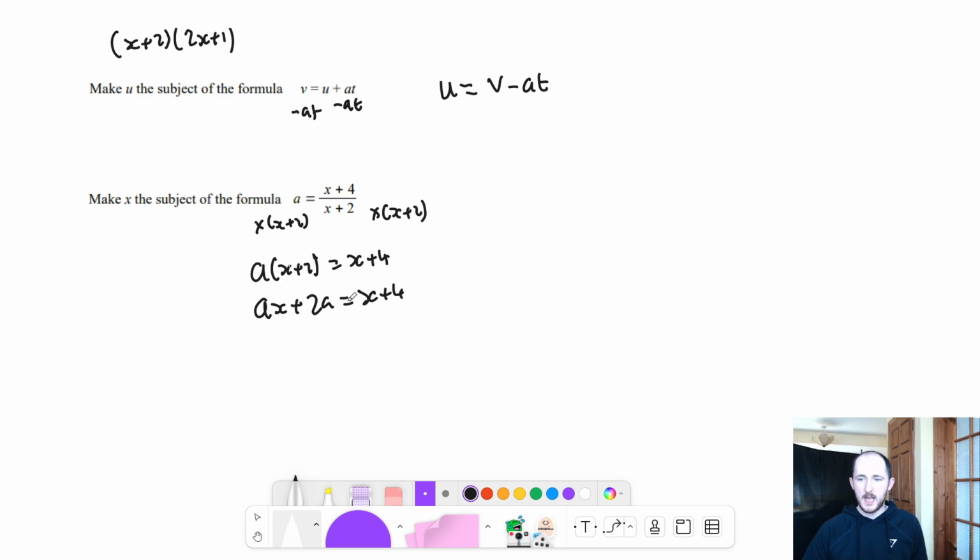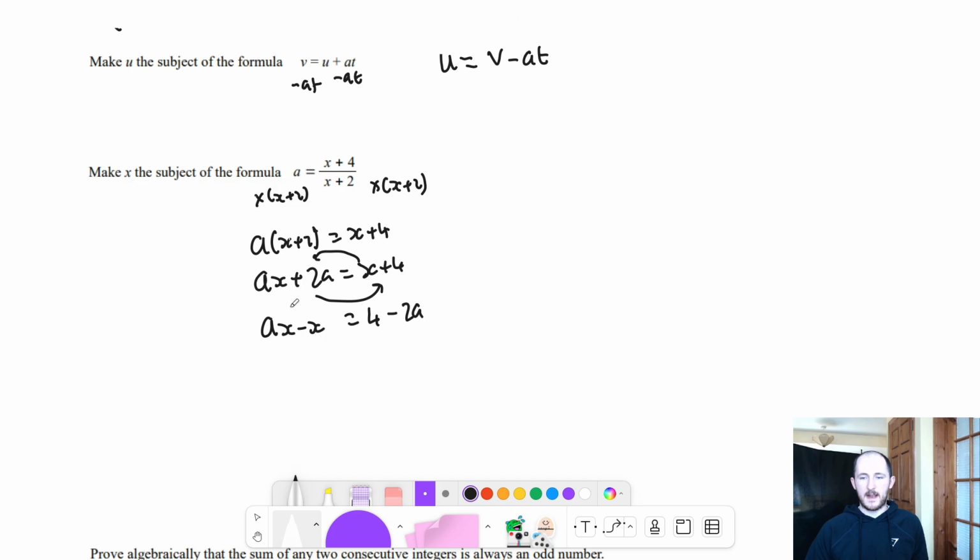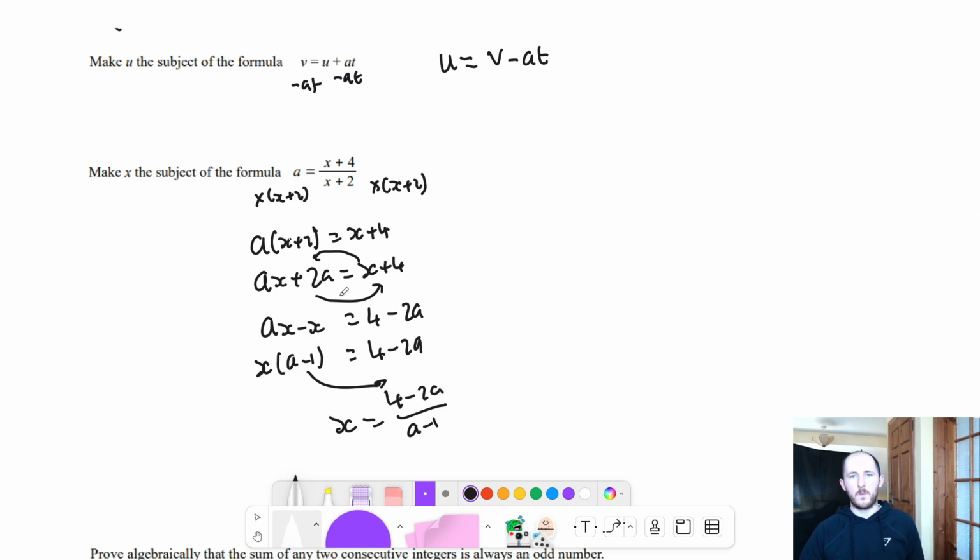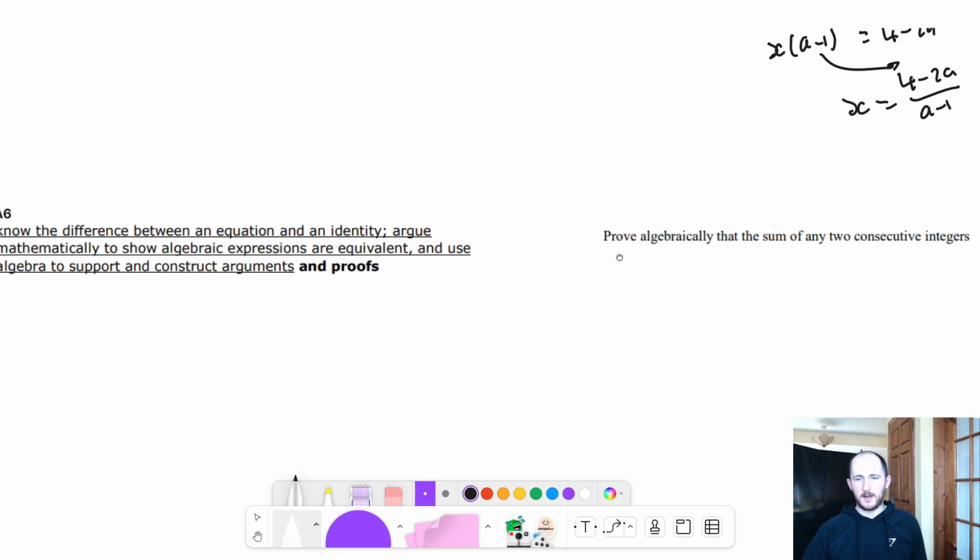So I have ax here, I'm going to move this x to the other side, which means I need to move the 2a to the other side. So we have ax minus x, because I have to minus x on both sides, equals 4, and then minus 2a, because we want to get rid of the plus 2a on this side. Now what I can do is actually factorize out the x, which means I now only have one x, and then all I want to do is divide this down to the other side. So we have x is equal to (4 minus 2a) over (a minus 1). Nice, and I would say fun, but I don't want to lie to you.